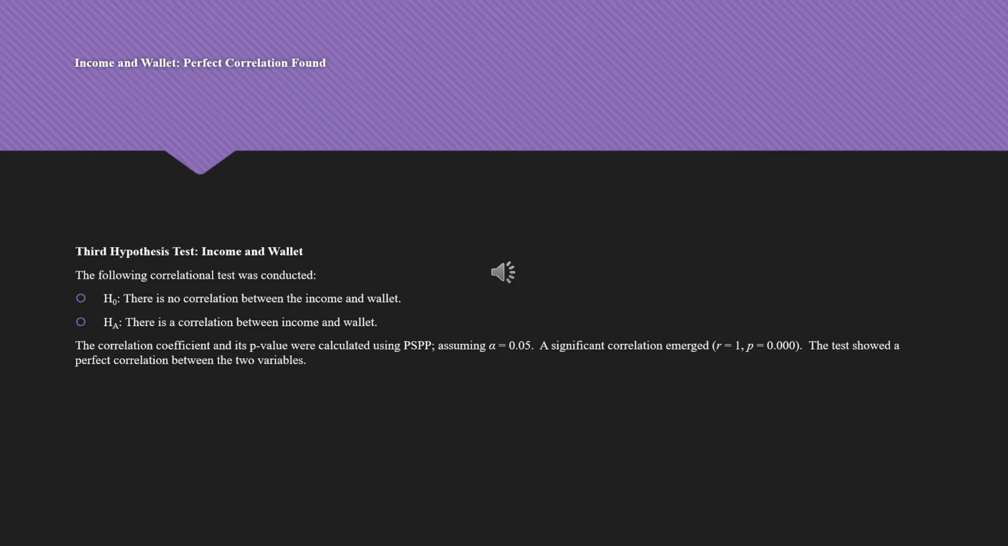In the case of income and wallet, we found a perfect correlation. Our null hypothesis here is that there is no correlation between the income and wallet. Our alternative hypothesis is that there is a correlation between income and wallet. The correlation coefficient and its p-value were calculated using PSPP, assuming alpha 0.05. Significant correlation emerged with the correlational coefficient 1 and the p-value 0. The test showed a perfect correlation between the two variables.